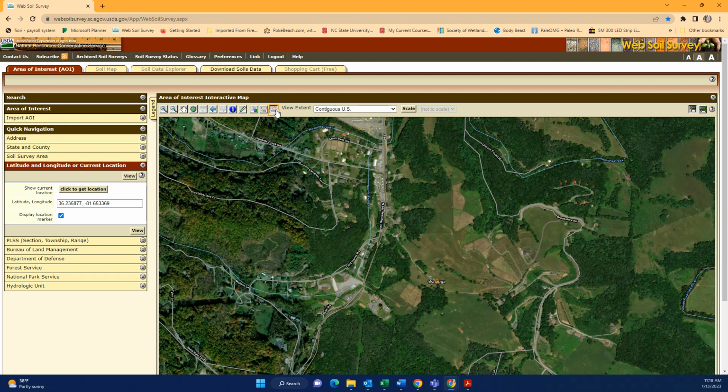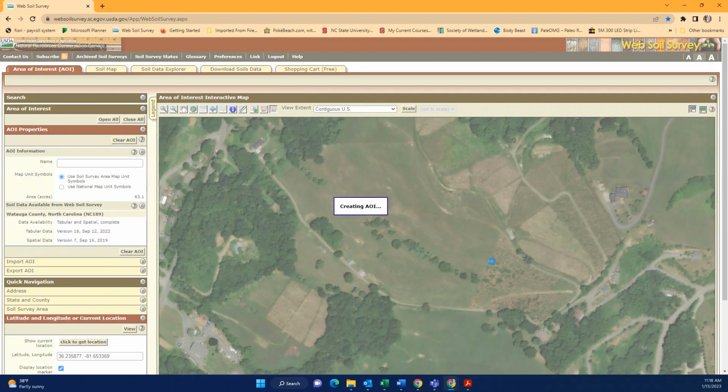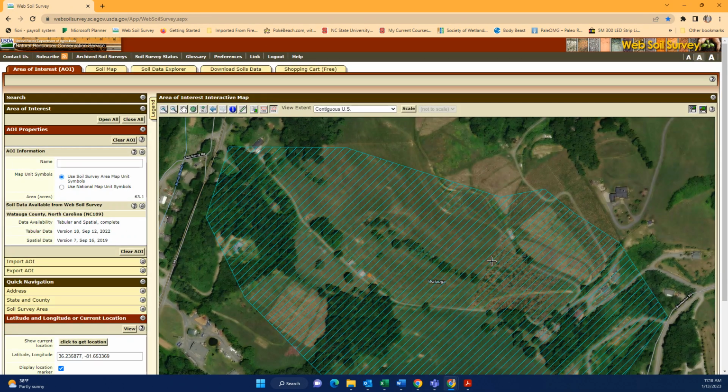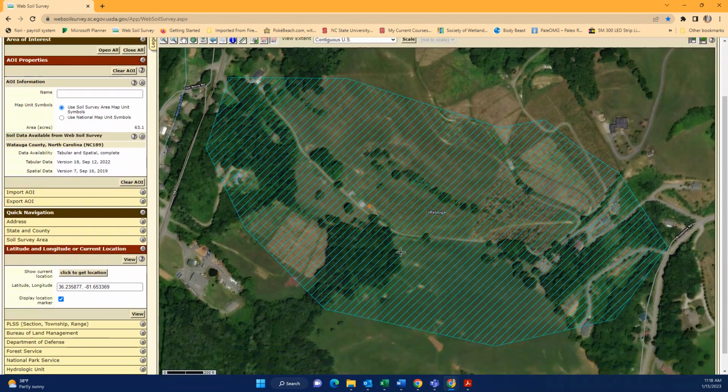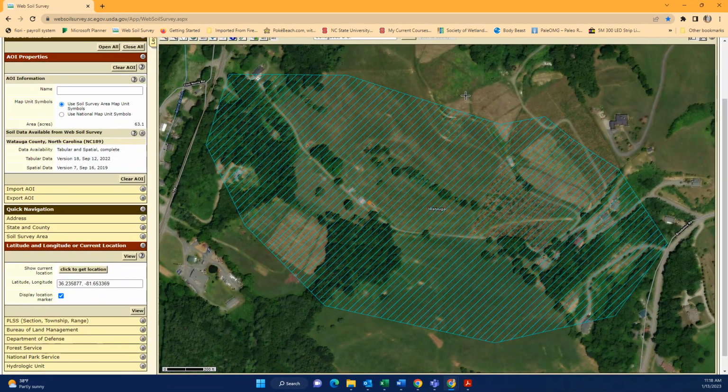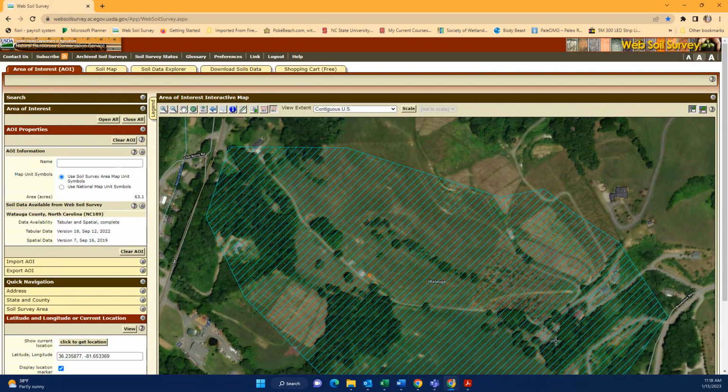Next thing I want to do is draw an area of interest. I always do the area of interest larger than the area of my proposed practice. That's so that I have a better idea of what soils are being mapped in the area, in case the area that I'm looking at is not mapped correctly and it's actually an adjacent soil in my area instead of what it's saying is there. Once you have that area of interest, it's going to generate this blue box with lines in it, and that's going to show me my area of interest for my practice.